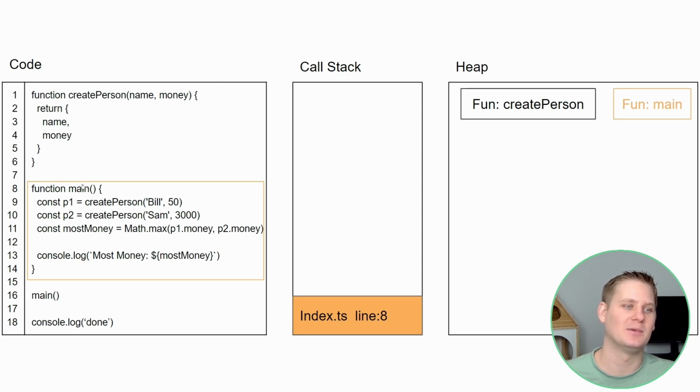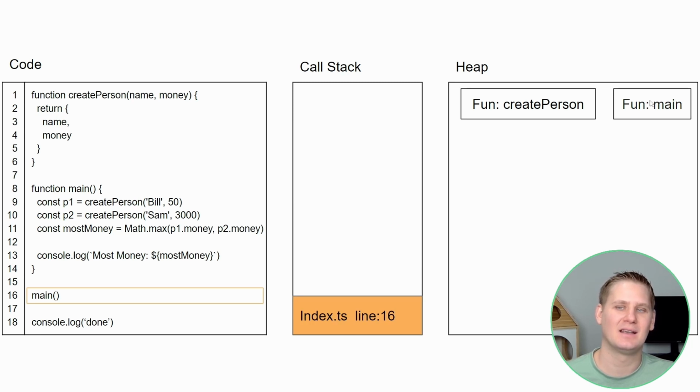We create a function named main. This function doesn't run right now. The function in its entirety gets saved to the heap as a function that we can later call. On line 16, now we start to invoke the main function.